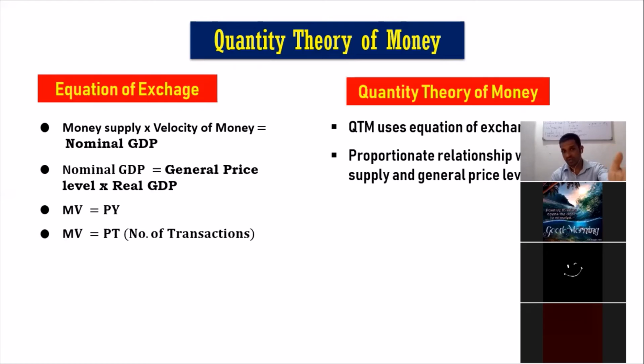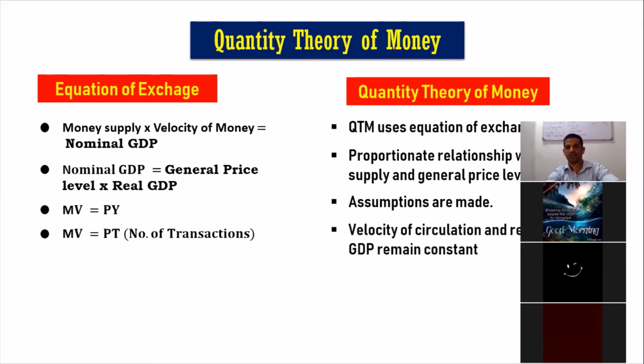Here you assume velocity of circulation and real GDP remain constant. So you can see in this theory, quantity theory of money, there are assumptions. Assumptions are made about this causal relationship. Right? What are the two assumptions? Velocity of circulation and real GDP remain constant. Okay. Then you can say there is a proportionate relationship between money supply and general price level. That means if the money supply increased by 5%, general price level also increased by 5%. Okay, there you have assumptions.